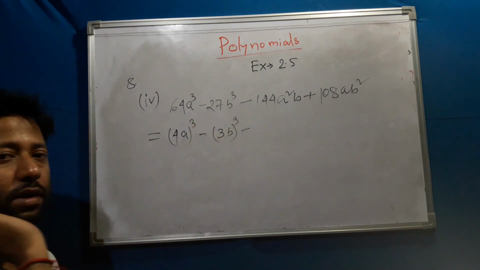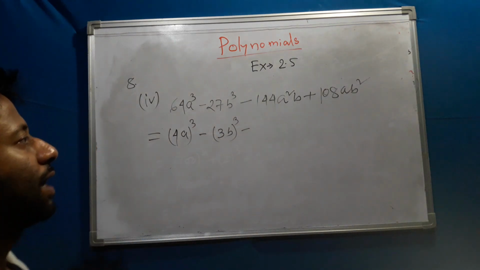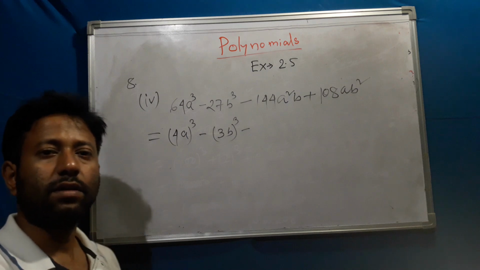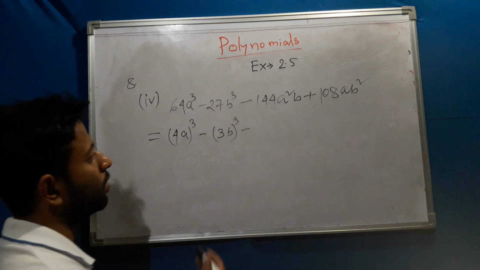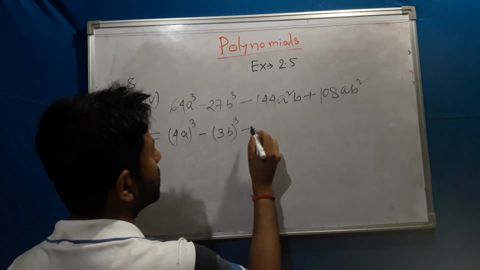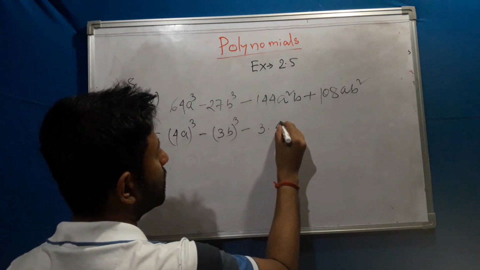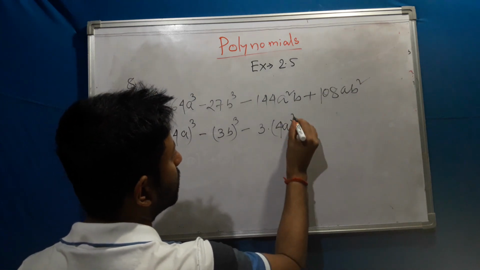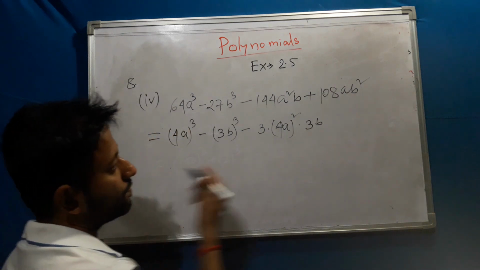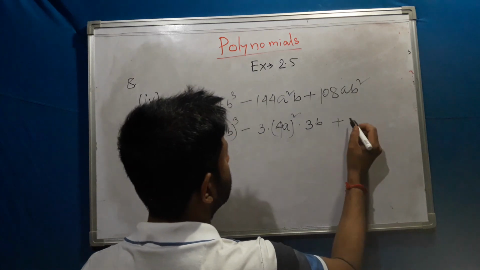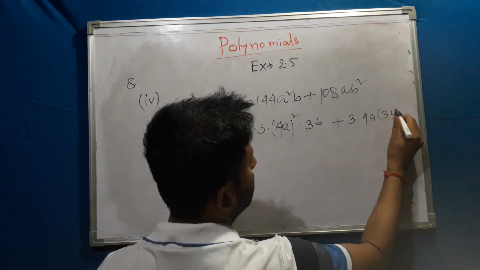Now just put the identity. So it is a square b, ab square. So this is x cube minus y cube minus 3xy into x minus y. In this way I can arrange these things. What is the formula? 3a square b means 3 into 4a whole square into b, b means 3b. Now plus 3ab square means 3 into 4a into b, 3b whole square.